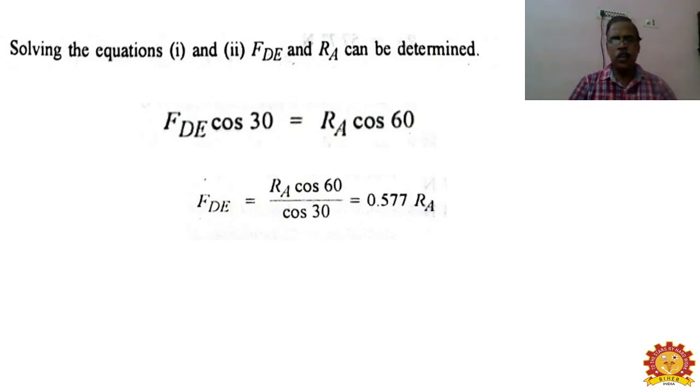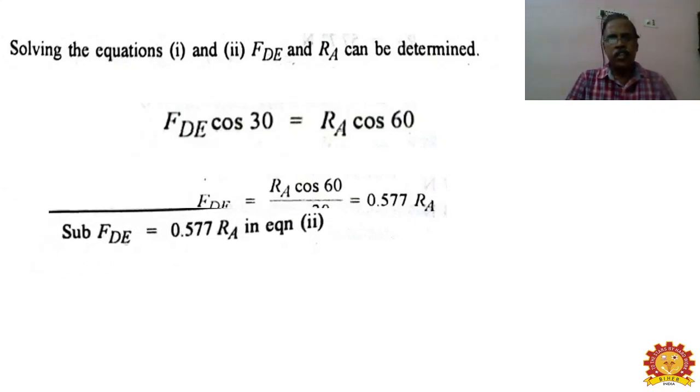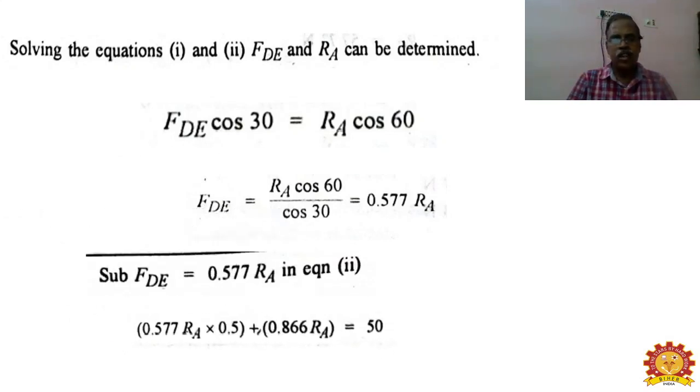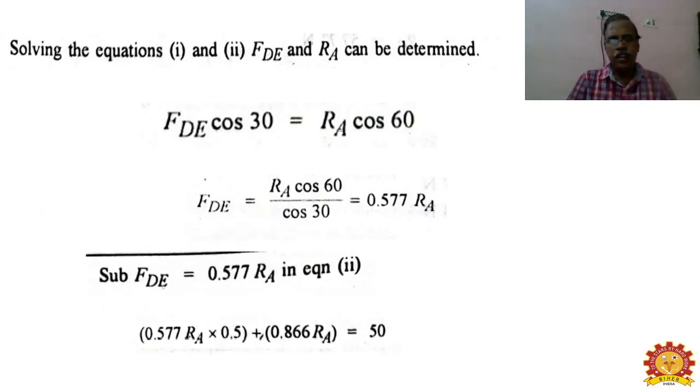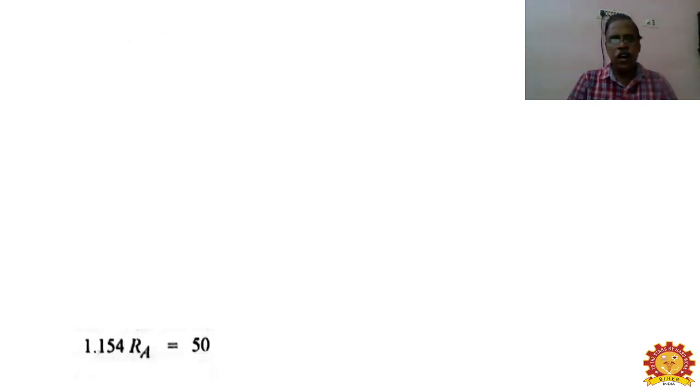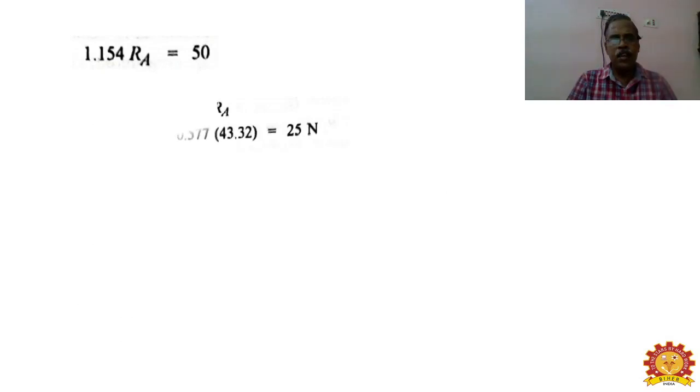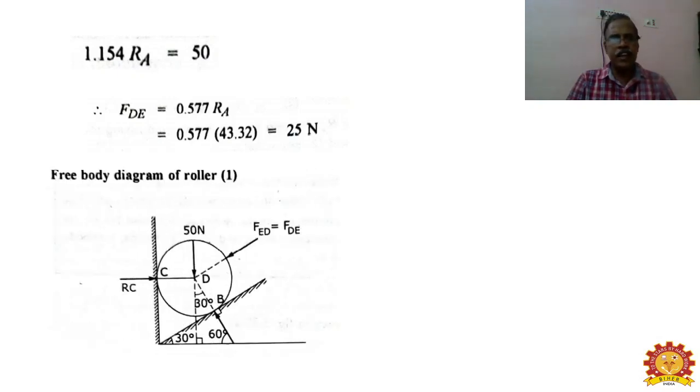So this value can be substituted in any one equation, eliminating FDE, and we can get the value of RA. That is what you are going to do here by substituting in equation 2. So RA becomes common here, only RA is unknown. By using this simple arithmetic calculation, we can find the value of RA, and RA will be, sorry, FD will be 25 Newton. Taking the next roller, so that much is enough. Okay, so I got the FD value, and you can just use this one.